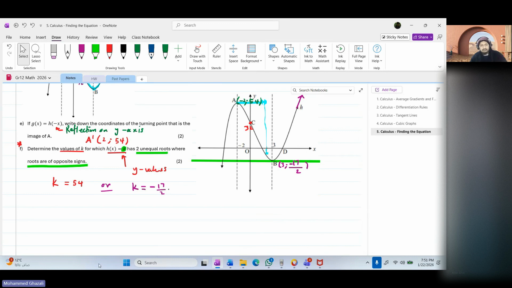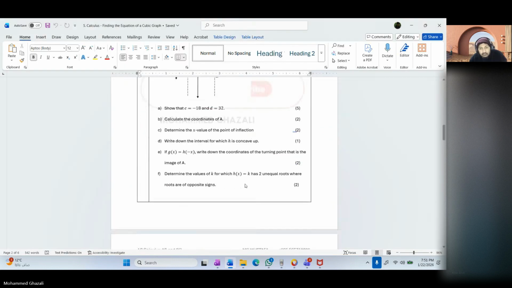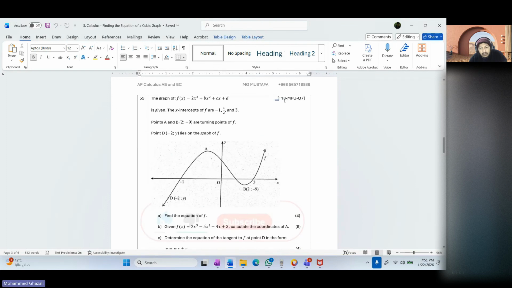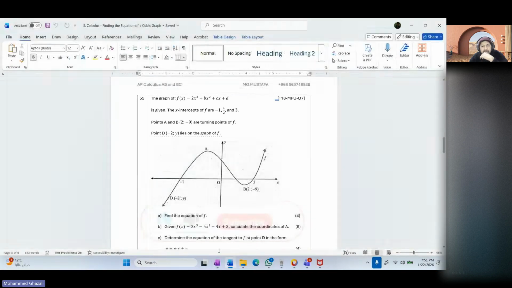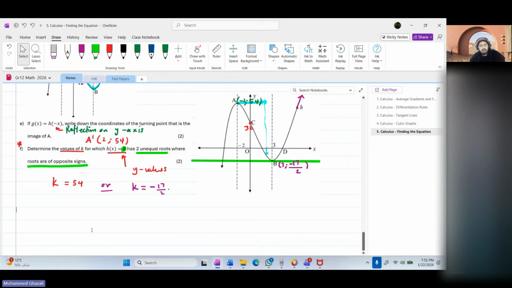Next. Right, so there was another question, that's Mpumalanga province, question 7 in the trial 2018 paper. So I'm making references to the questions, so you can have a look at the complete paper as well if you want.